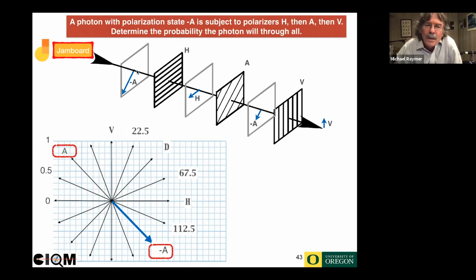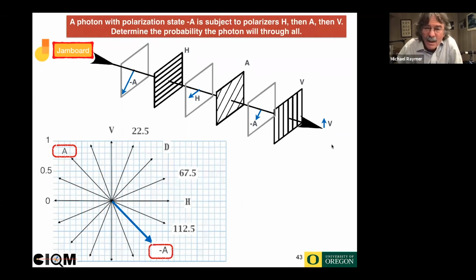So it starts out with a length of 1, and I show that down here in this graph paper. So here's a graph paper. H is on the horizontal, V is on the vertical, diagonal is here, minus diagonal is here, A is here, minus A is here. Now I put it into the minus A, so I said my photon starts out in this direction. This polarization state is pointing in the minus A direction. And its length is 1, because initially its probability is 1.